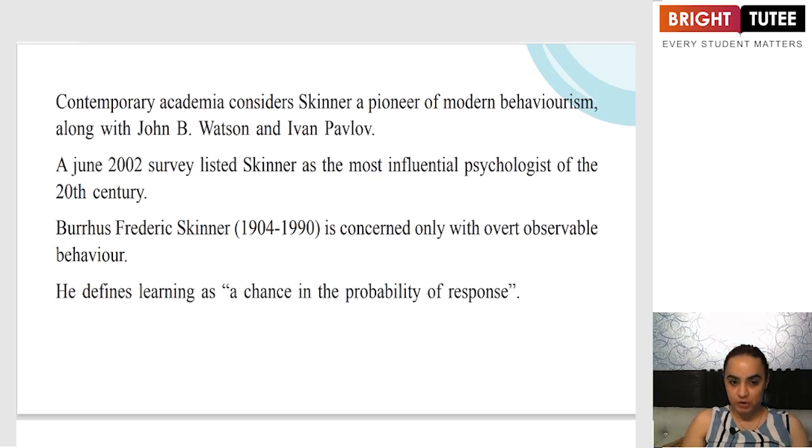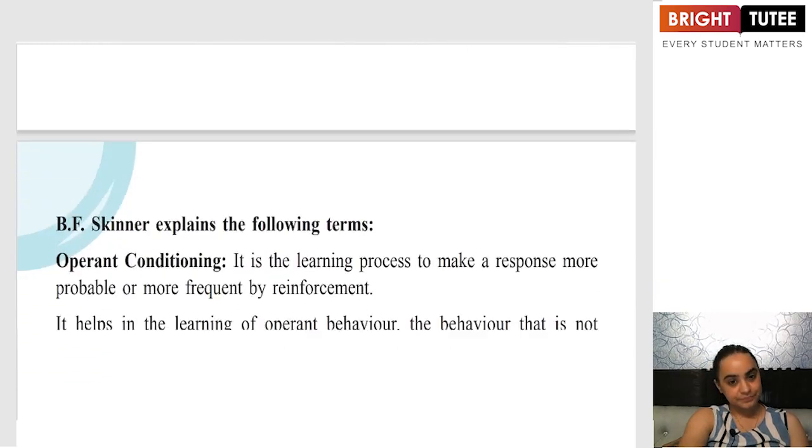B.F. Skinner is concerned with behavior that can be observed, the outward behavior of people. According to him, learning is a change in the probability of response. So if you learn, the probability of you giving the right response is going to get better. This is what he believed in.